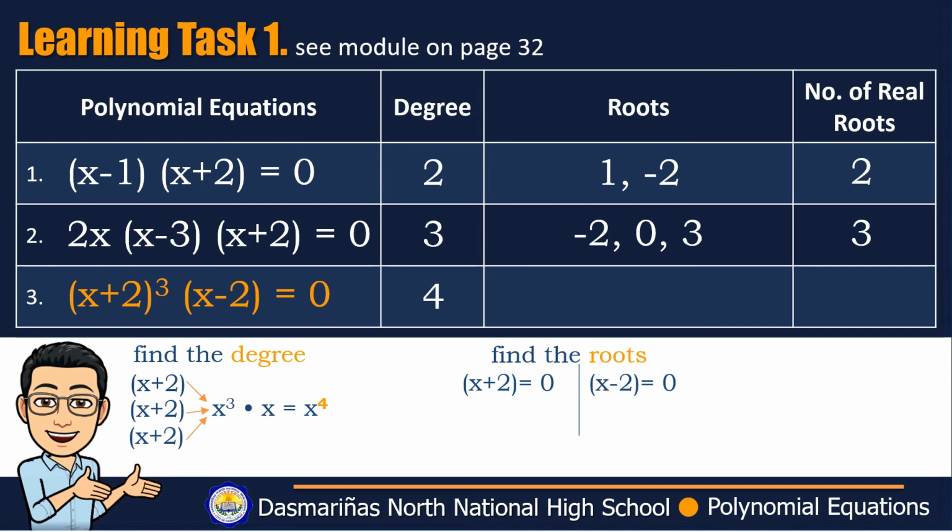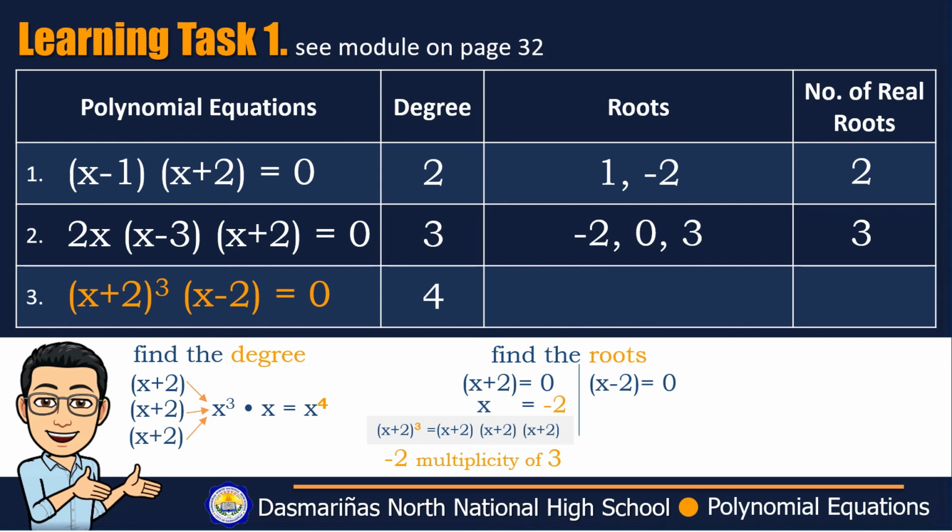Now, let's solve for x. X plus 2 is 0. Transpose 2, change sign, then we have x is negative 2. Have you observed that x plus 2 is raised in the third power? The multiplicity of a root is the number of occurrences of each root, meaning x plus 2 occurred thrice. X plus 2 raised to the third power is equal to x plus 2 times x plus 2 times x plus 2. Therefore, the root is negative 2 multiplicity of 3. Did you get it? Good.